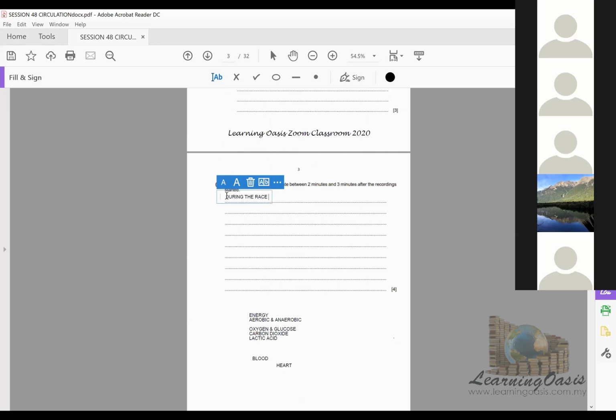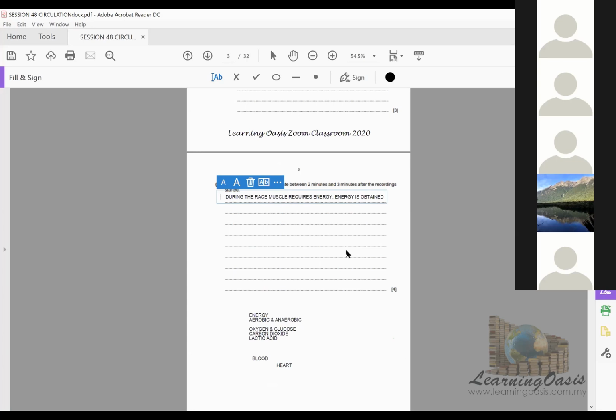During the race, the muscle undergoes respiration. It requires energy. Now, energy by means of what? By means of aerobic and anaerobic respiration. Okay, you already get 1 mark there.